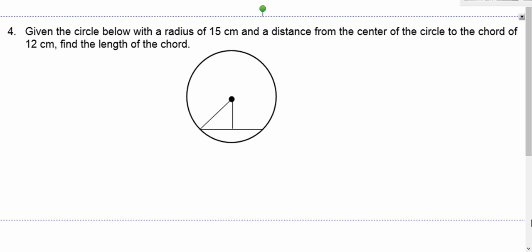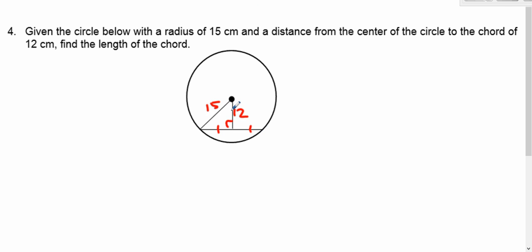Given the circle below with a radius of 15, so look for a radius drawn in here, center to the circle, that's 15. The distance from the center to the chord, so here's the chord, from the center to the chord, that's the distance, it's 12. Find the length of the chord. So we had a little theorem that said if you measure the distance, which will be perpendicular, it's also going to bisect the chord. It's going to cut the chord in half.